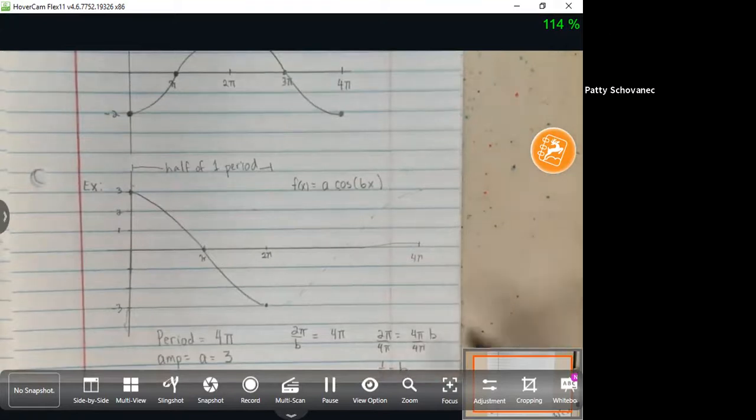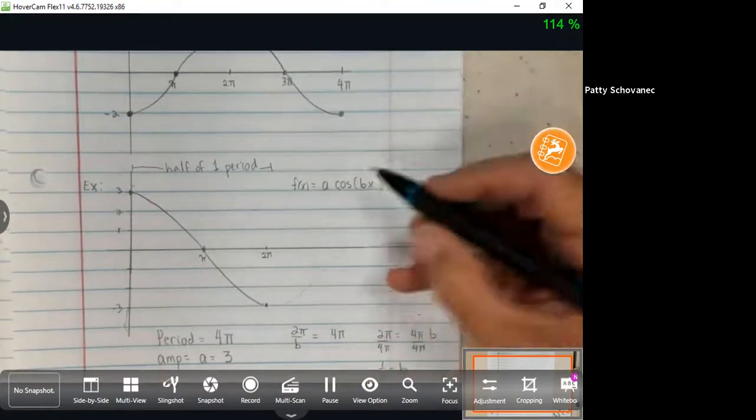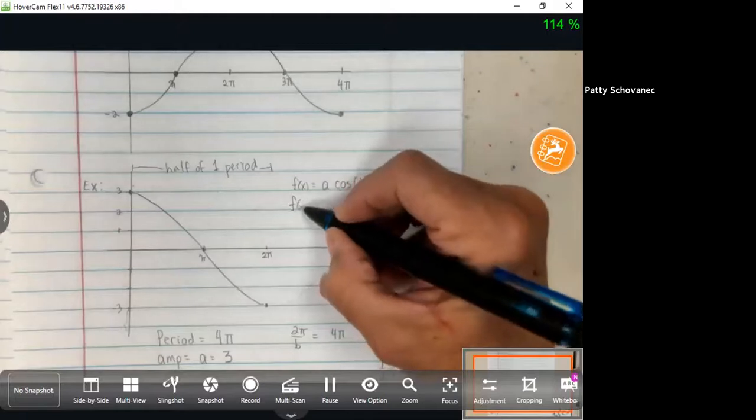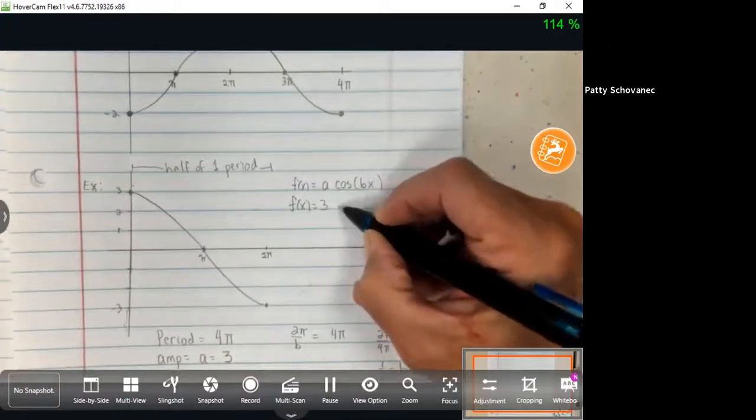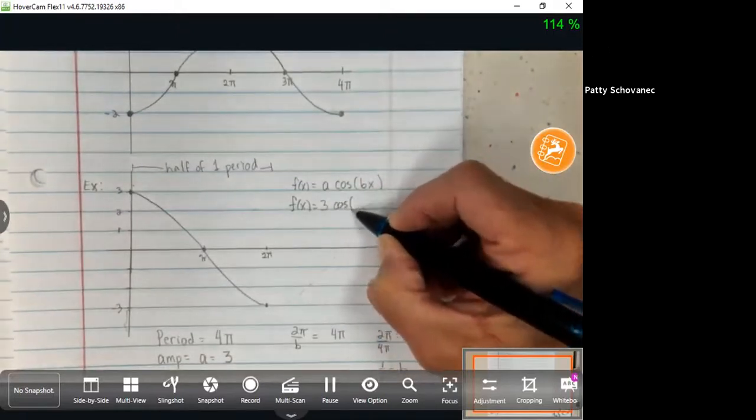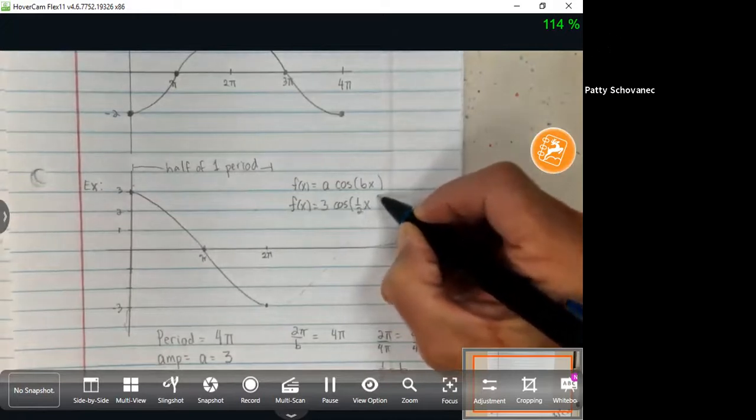So this is the same function that we just drew, except for a different amplitude. The graph of this function is f of x is equal to 3 cosine of 1/2 x.